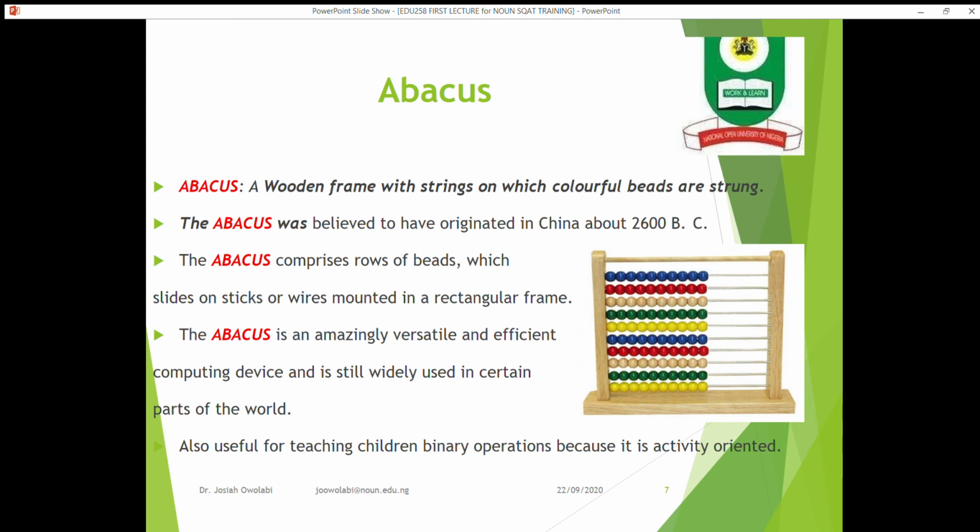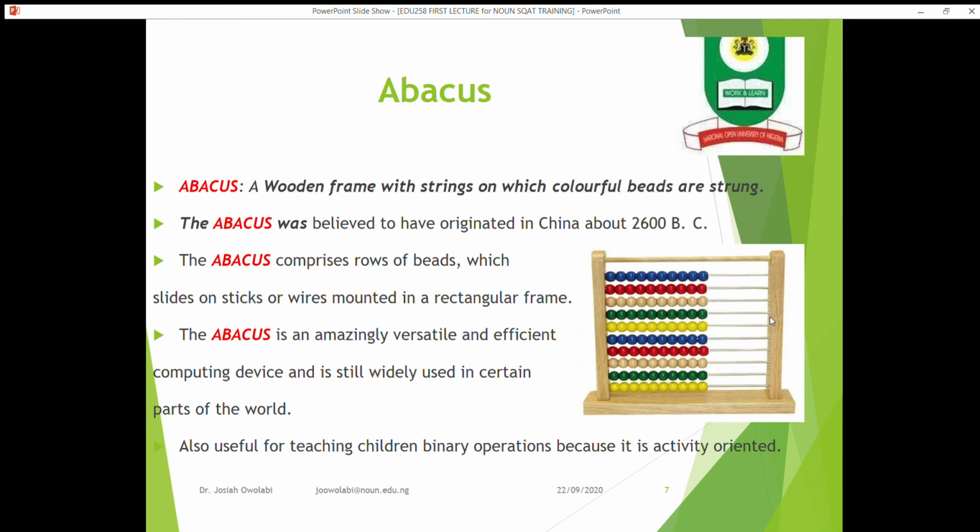Between 2000 and 3000 years before Christ, that gave birth to the abacus. Abacus is simply a wooden frame. Look at my own abacus here. This is made of wood. Wooden frame, and then there are strings running from one end to the other. And on those strings, you have colorful beads. Some blue, some red, some green, different colors like that.